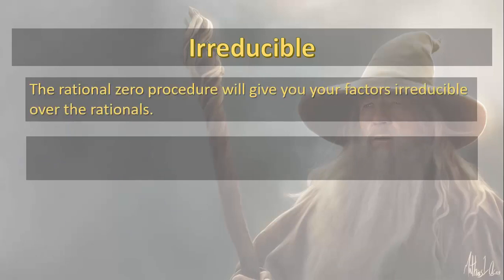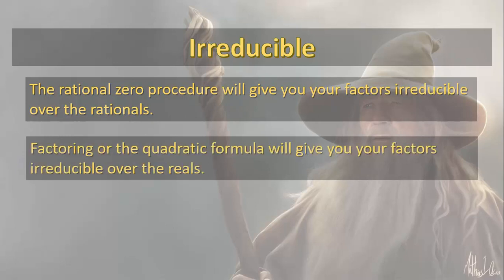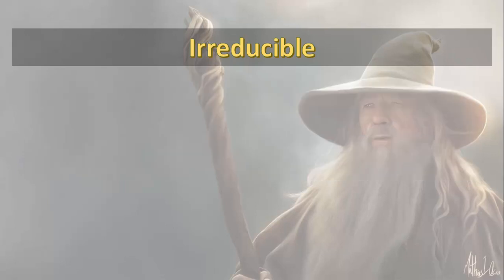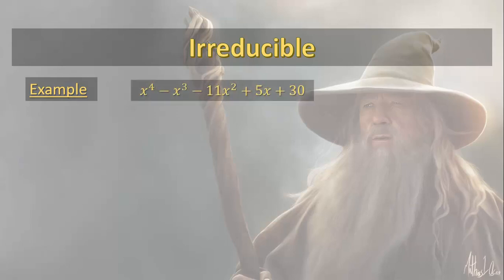Okay, the rational zero procedure will give you the factors that are irreducible over the rationals. Factoring, or the quadratic formula, will give you your factors irreducible over the reals. Factoring in and of itself, or using the quadratic formula, will give you the complete factorization. All right, so the only way to understand this is through some examples.